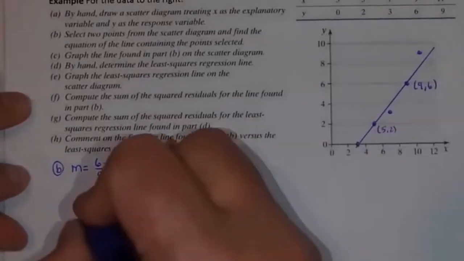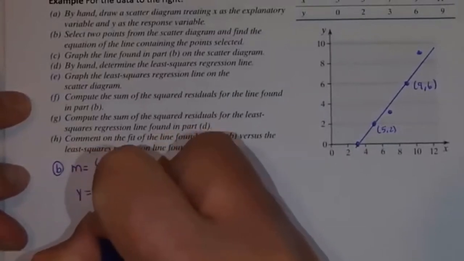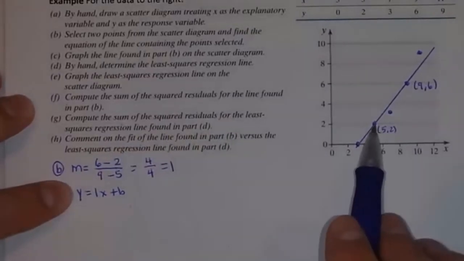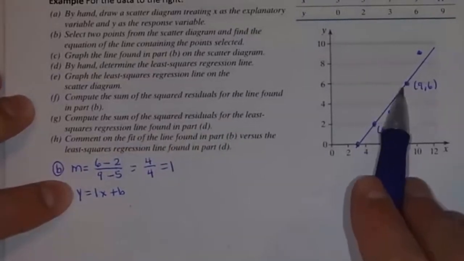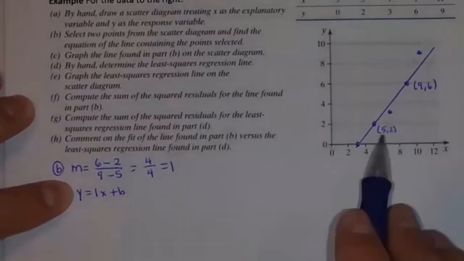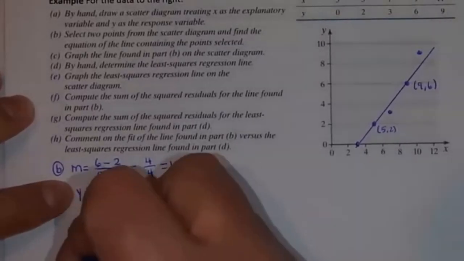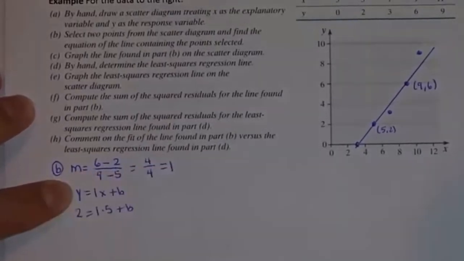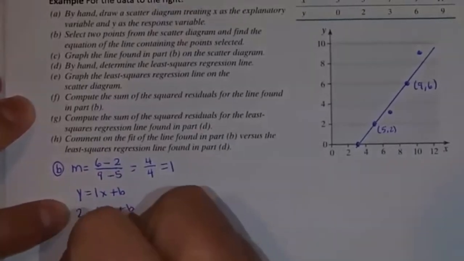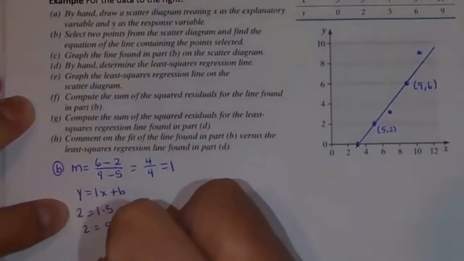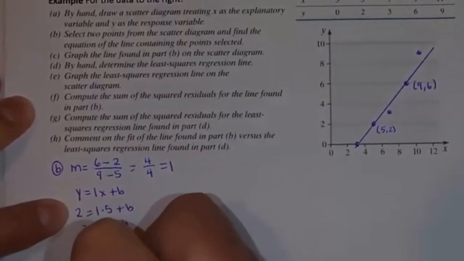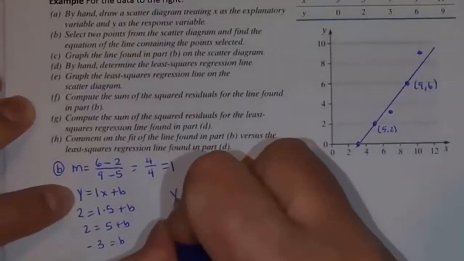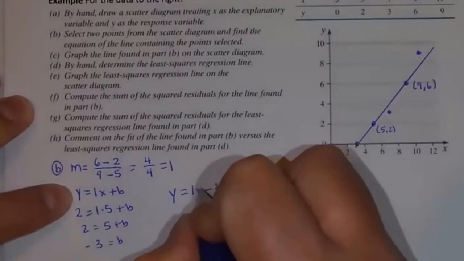So now I know the equation of this line is going to be y equals 1x plus something. To figure out what the y-intercept is, I can use either the point 5,2 or the point 9,6. Doesn't really matter. You'll get the same result either way. I'm going to use 5,2. So if I substitute 5 for x and add the y-intercept, the result should be 2, the y-coordinate. So 2 equals 5 plus the y-intercept, which means the y-intercept is -3. So the equation of that line right there is y equals 1x minus 3.